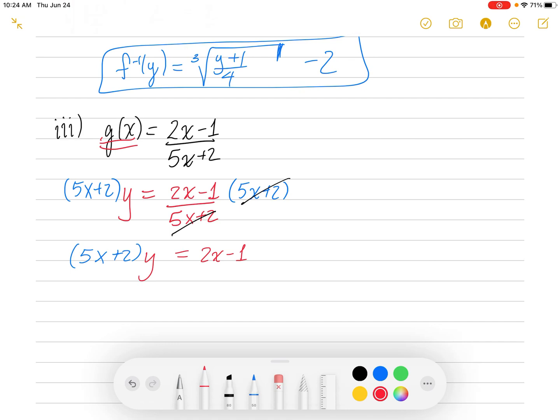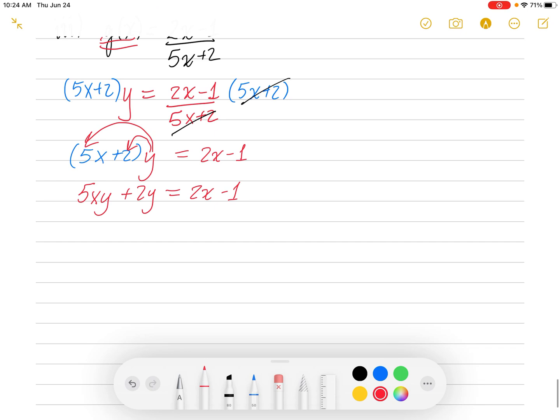Now the problem here is we want to get x by itself, right? We want to solve for x, get x by itself. We really can't do that very easily with the way these parentheses are around the 5x plus 2. So we've got to get rid of the parentheses around 5x plus 2. So we have to distribute the y here. I'm going to take y times 5x, which is 5xy, and y times 2 is plus 2y. On the right side, we're going to have 2x minus 1.